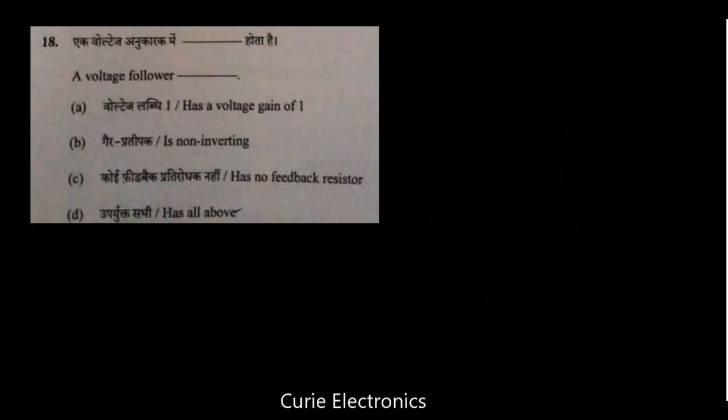A voltage follower has a voltage gain of 1. That is right. It is non-inverting. It has no feedback resistor. Correct. So the answer is option D, has all the above. The voltage follower looks like this: to the positive input we are giving Vin, and the negative feedback makes it the voltage follower.